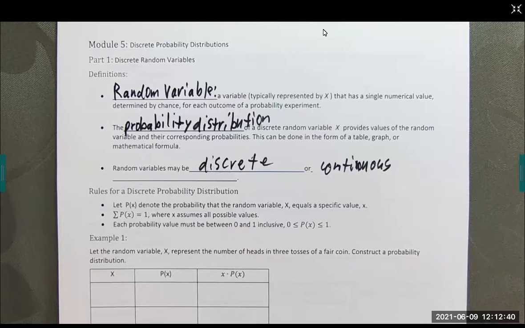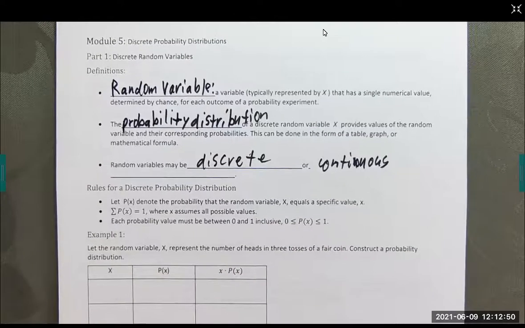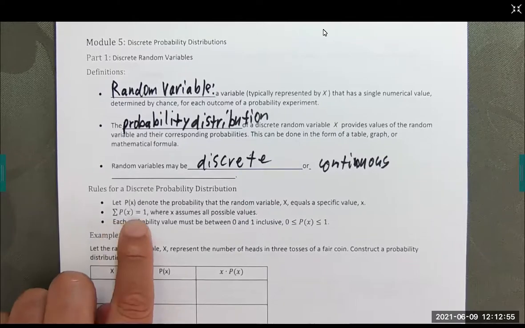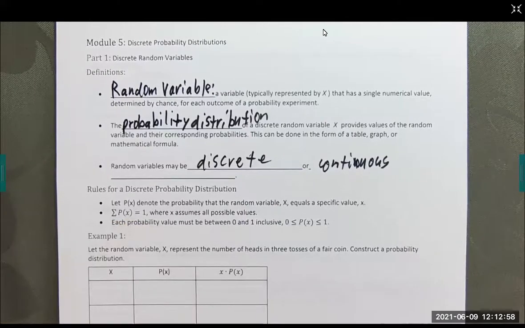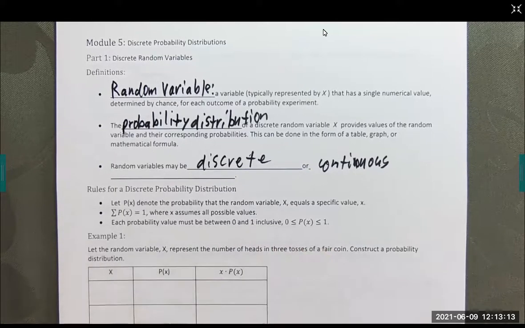Let P of x denote the probability that a random variable X equals a specific value, lowercase x. So this is all of the space, and this is one specific. The summation, or the sigma of P of x, meaning when we add up all of the probabilities, should always equal 1, where x assumes all possible values. I will demonstrate that over and over again in this video. Each probability value must be between 0 and 1 inclusive, meaning we can include 0 or 1 as a probability. And let's get to our first example.